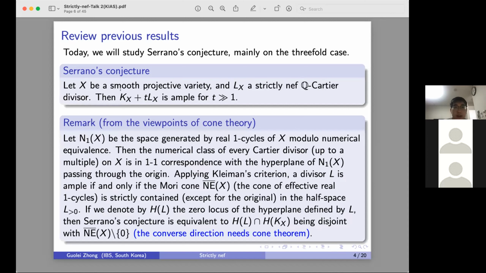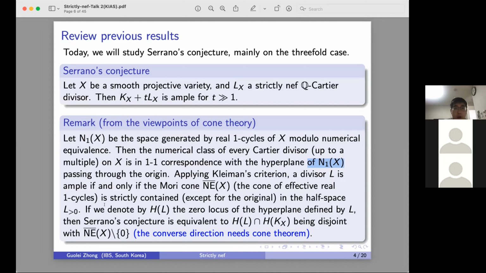First, I will give a remark from the viewpoint of cone theory. It seems a bit dense, but I will explain in more detail. We denote by N_1(X) the space generated by real 1-cycles modulo numerical equivalence. The numerical class of every Cartier divisor, which we usually denote by N^1(X), up to a multiple is in one-to-one correspondence with a hyperplane of N_1(X) along a perfect pairing, passing through the origin. Applying Kleiman's criterion, a divisor L is ample if and only if the Mori cone is strictly contained in the half space L greater than 0.